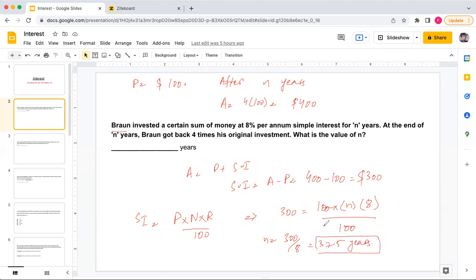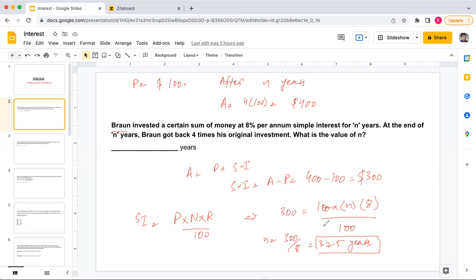Anyone got this way? Simple: I assume a value for my investment, based on that I find the final value, and based on that I find the simple interest, and using the simple interest formula I find the number of years.